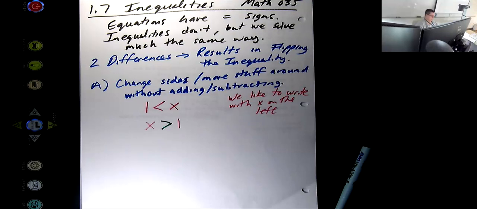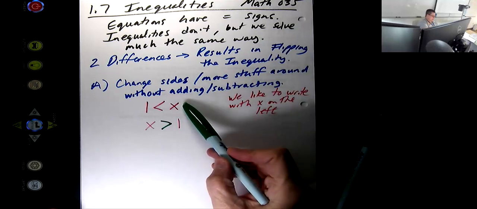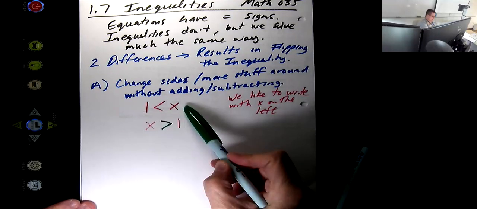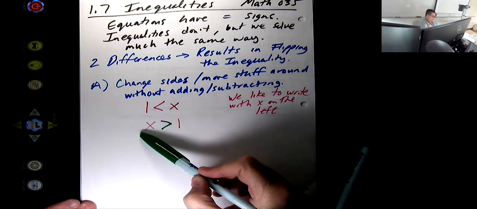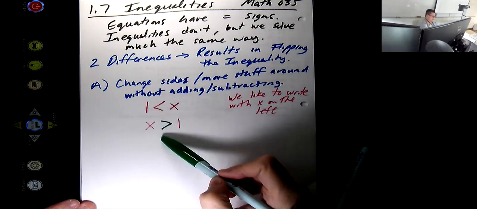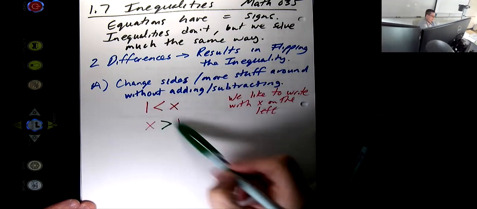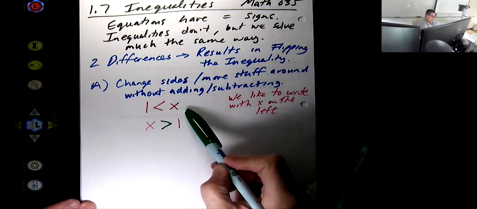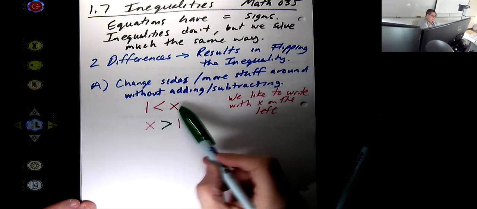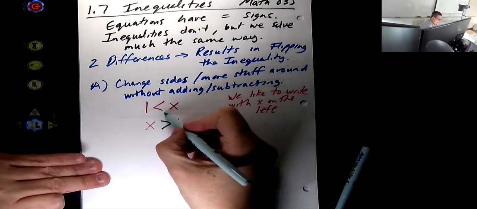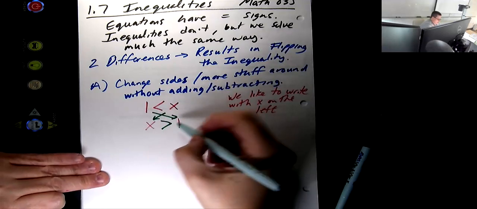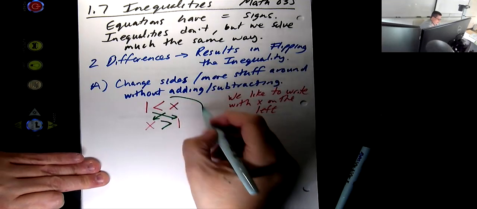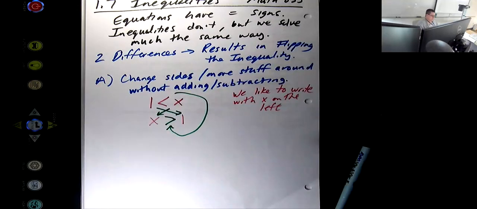Does that make sense? Like x equals 10, 1 is less than 10. If I move the 10 over here and I kept the same sign, I would be saying 10 is less than 1. So if we change which side each thing is on, we have to flip the inequality. It flips, points the other way.